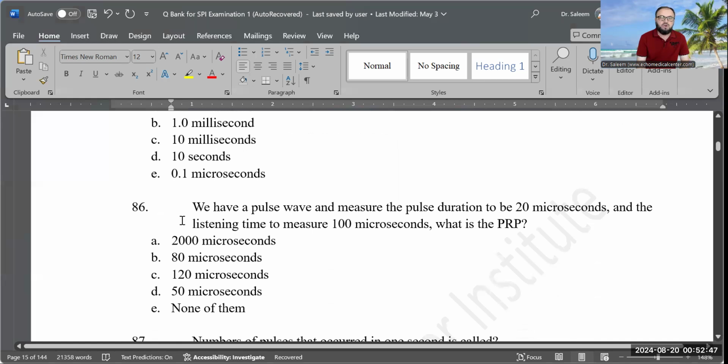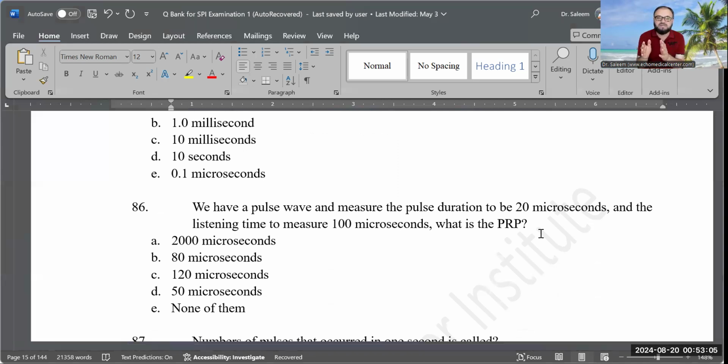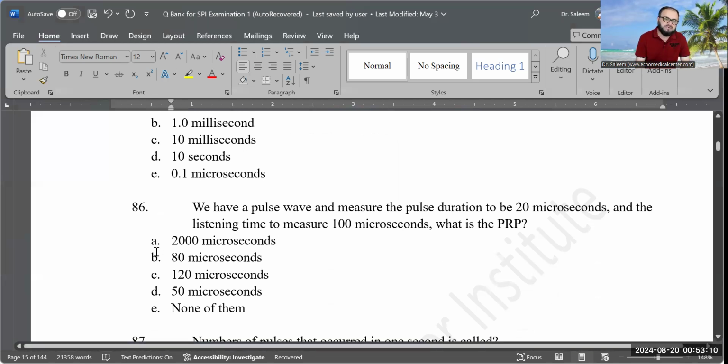Okay, next question. We have a pulse wave and measure the pulse duration to be 20 microseconds and the listening time to be 100 microseconds. Now calculate the PRP. You have a PD and you have a listening time, LT. So how do we calculate the PRP? What do you think? Is it 2000 microseconds, 80 microseconds, 120 microseconds, 50 microseconds, or none of the above? Which one is the correct answer?